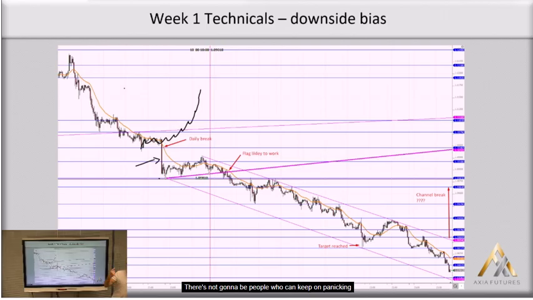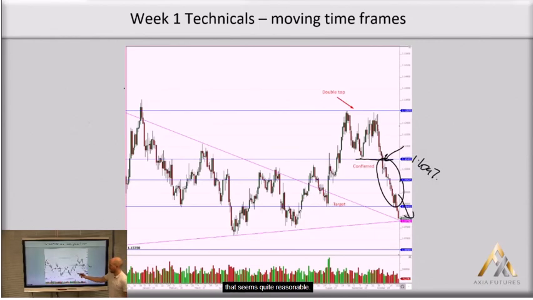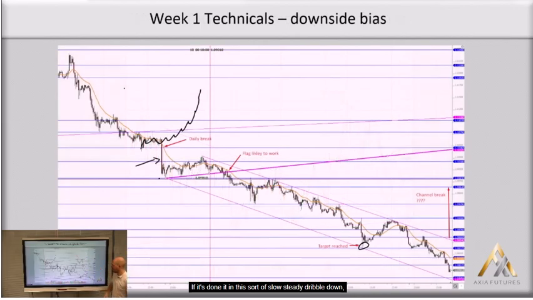There's not going to be people who can keep on panicking and panicking and keeping that move going. Because the way it gets there is a perfect place to get out. I'd say it's even a reasonable place for a bounce. If you go back to the whole, where would someone want to buy it? That seems quite reasonable. If it gets there quick, the viability of buying that increases because it's gone to the level quickly. If it's done it in this sort of slow, steady dribble down, like it had done there, then I wouldn't fancy it. But the fact that it's come from a fair distance away and done it quick makes it a decent buy.